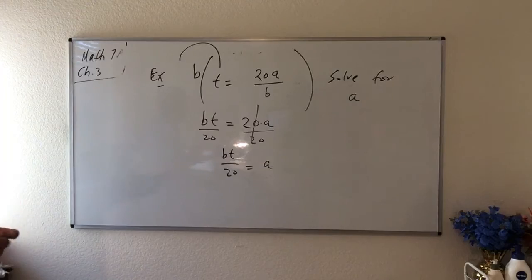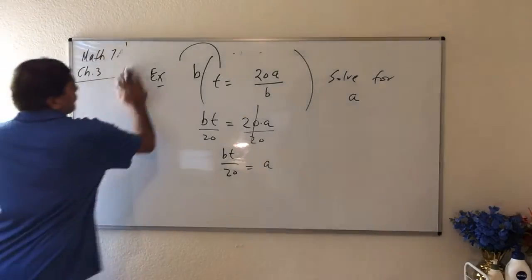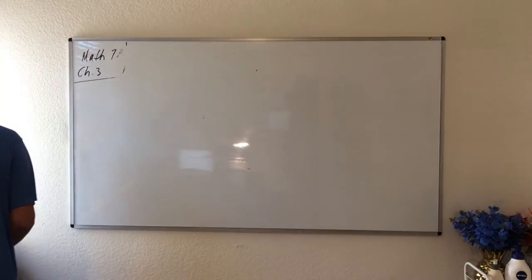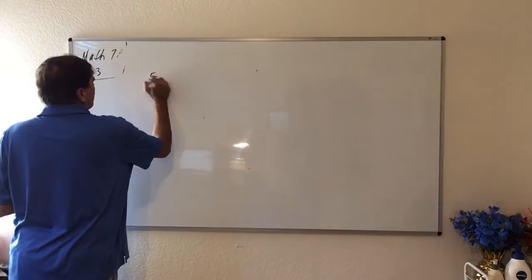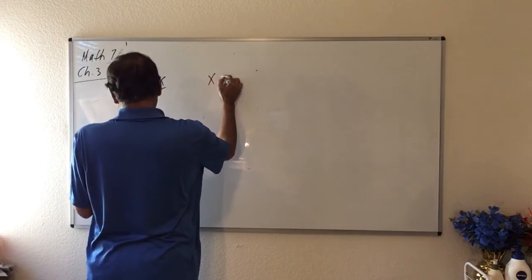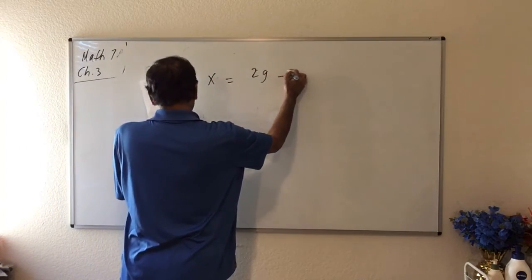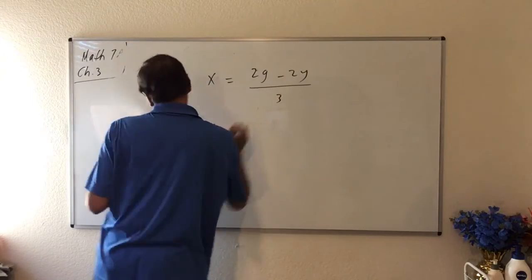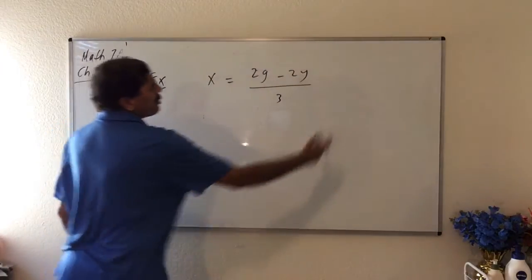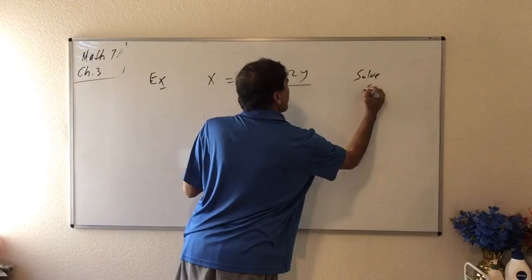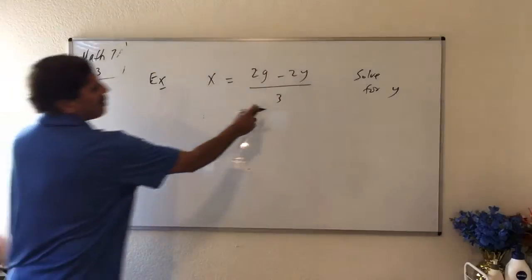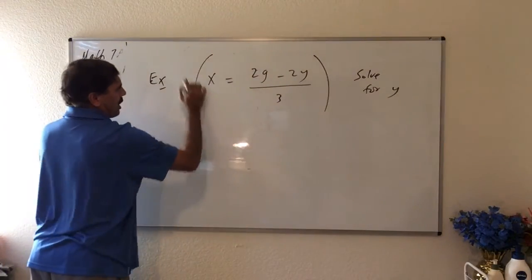Okay? So let me show you one last one. For example, this. Let's say we have x equals 2g minus 2y over 3. That's the given problem. How many variables do we have? x, g, and y. Then somebody says solve for y. So now this 2y is your specified term. So the first thing is that we're going to clear the fraction. So multiply the whole thing by 3.